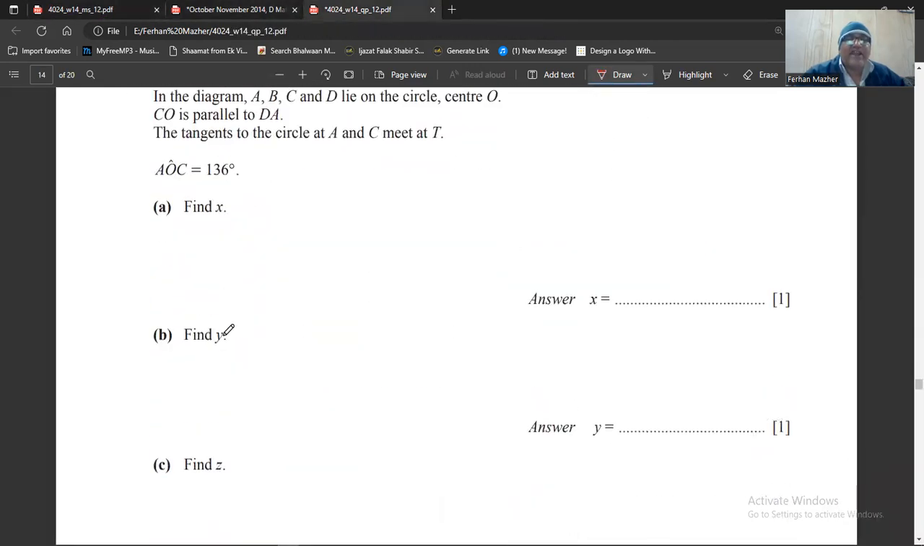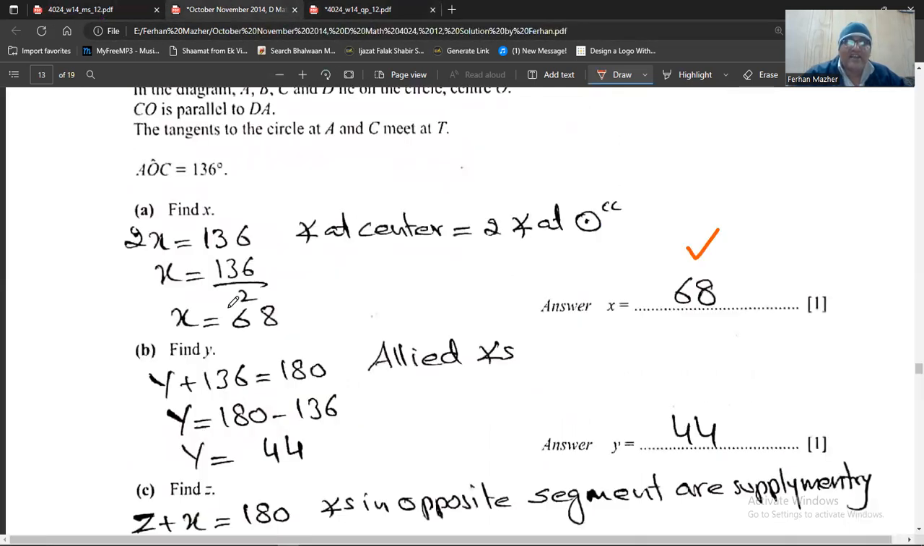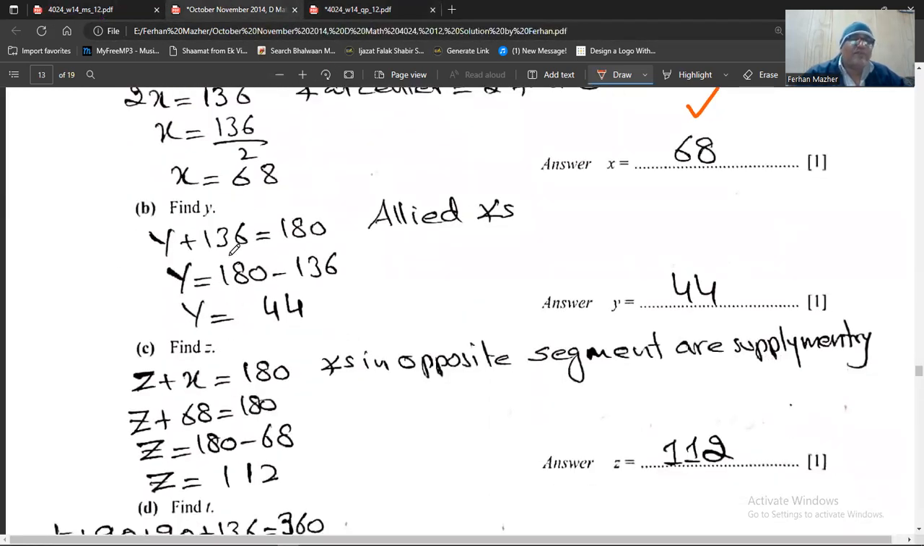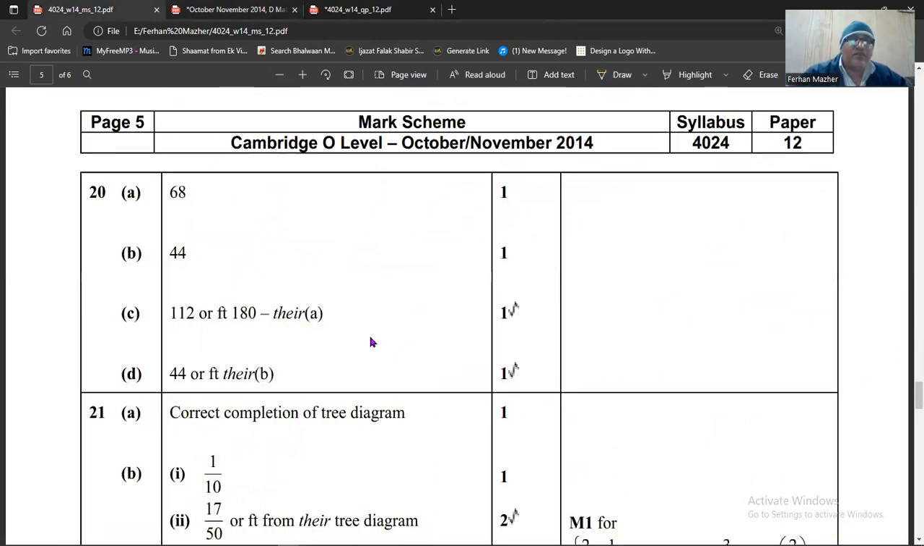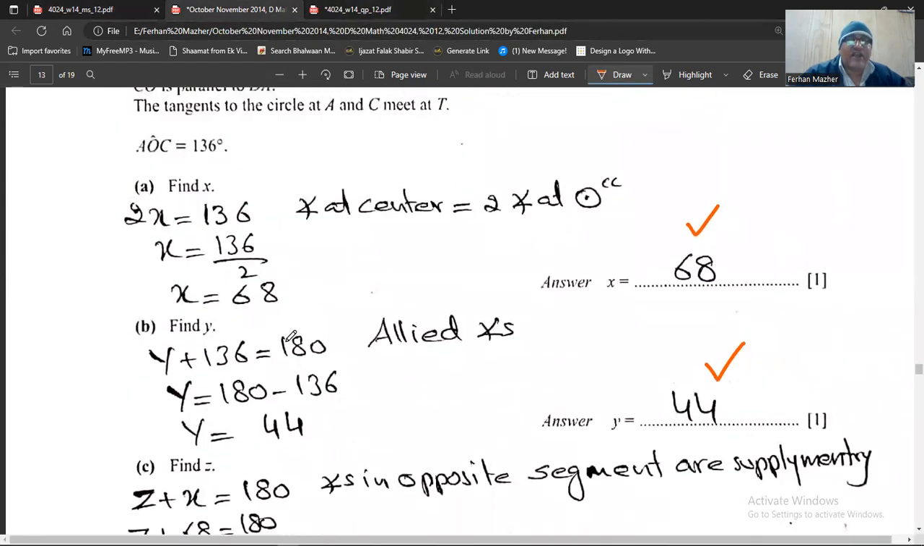Then the question is to find y. You see this y and 136 are allied angles of the parallel lines, so their sum is equal to 180. So y plus 136 equals 180. They are the allied angles. So y will be equal to 180 minus 136, and that will be 44. So the value of y is 44. So our answers are right.